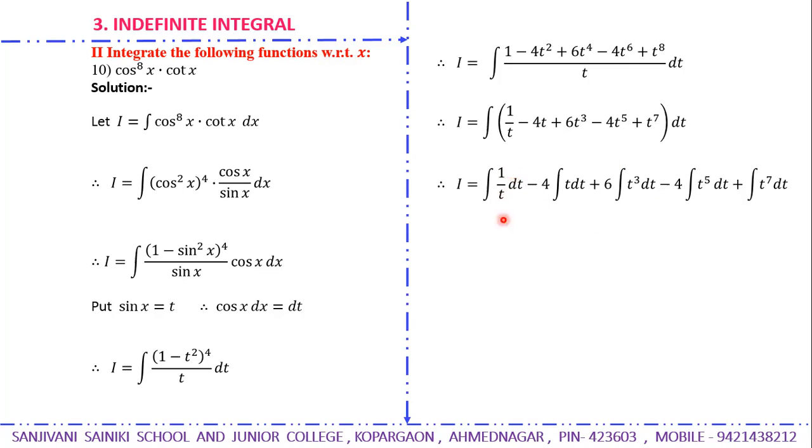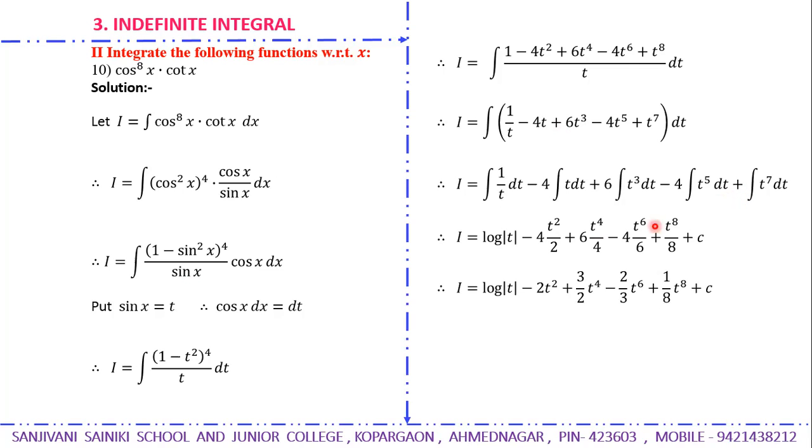So the integral of 1 upon t is log t, minus 4 as it is. Integration of t is t square upon 2, 6 as it is. Integration of t cube is t raised to 4 upon 4. Integration of t raised to 5 is t raised to 6 upon 6. And integration of t raised to 7 is t raised to 8 upon 8. So once you simplify, you will get I is equal to log of modulus t minus 2t square plus 3 by 2 t raised to 4 minus 2 by 3 t raised to 6 plus 1 by 8 t raised to 8 plus c.